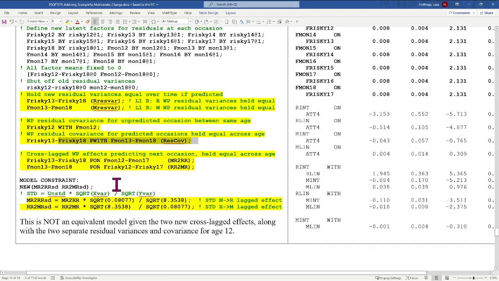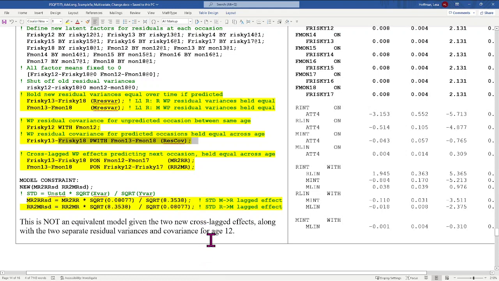Then I have my cross-lag effects. So note I have 13 to 18, P on 12 to 17. So that means 12 predicts 13, 13 predicts 14. So it's a lagged effect that I have labeled as monitoring residual to risky residual. Then I have the opposite where risky is predicting lagged monitoring. So then we have the risky residual to the monitoring residual. And then I created standardized versions of these unstandardized slopes by including the variance components from previous analyses.